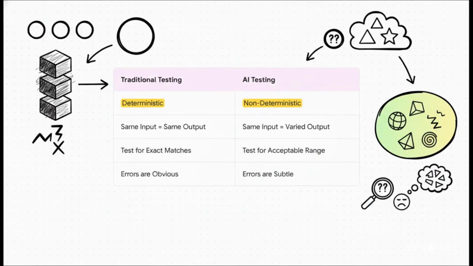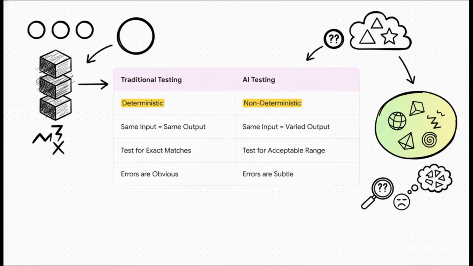In traditional software, everything is deterministic. You know the drill. Same input, same output, every single time. You test for an exact match and errors are obvious. A crash, an error code, you name it. But AI, it's non-deterministic. You can give it the same prompt 5 times and get 5 totally different answers. So all those old test scripts, they just don't work anymore.